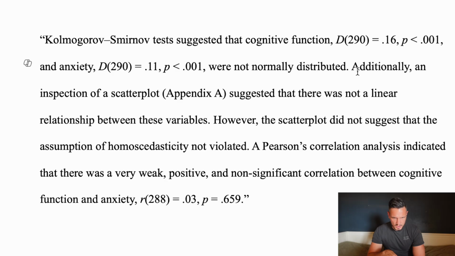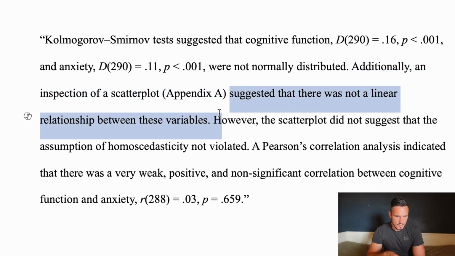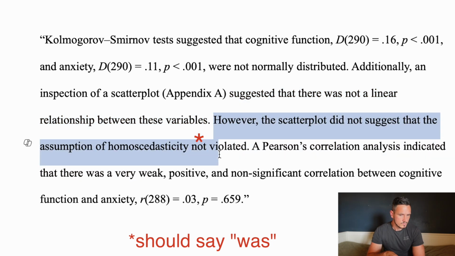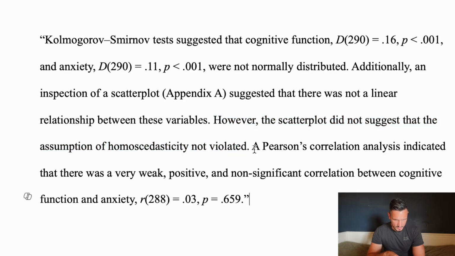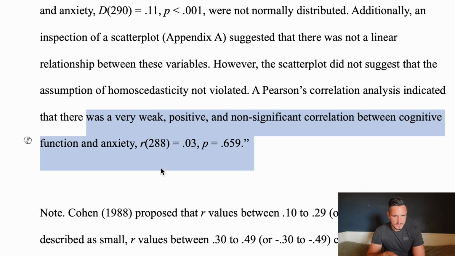So next I've said that additionally, an inspection of a scatter plot, appendix A, so I'm just assuming that I would include that scatter plot as an appendix, suggested that there was not a linear relationship between these variables. However, the scatter plot did not suggest that the assumption of homoscedasticity was violated. And then next we get on to reporting the results of the Pearson correlation analysis itself. So it said that a Pearson's correlation analysis indicated that there was a very weak positive and non-significant correlation between cognitive function and anxiety. And then we have these stats here.